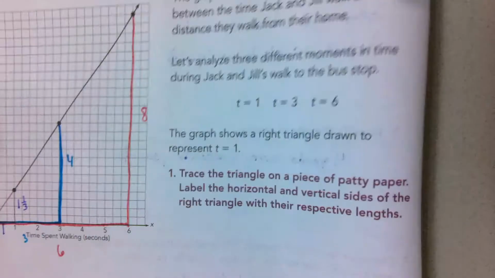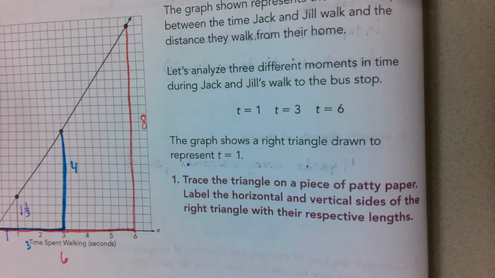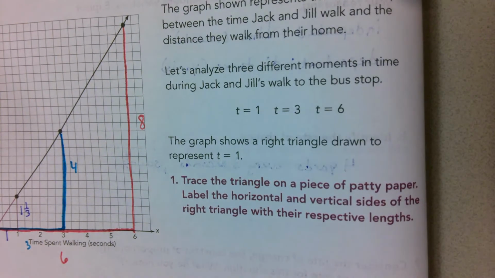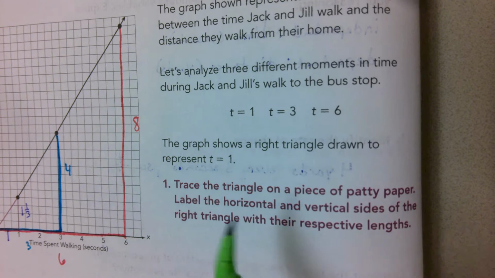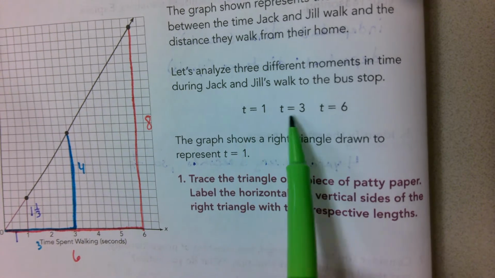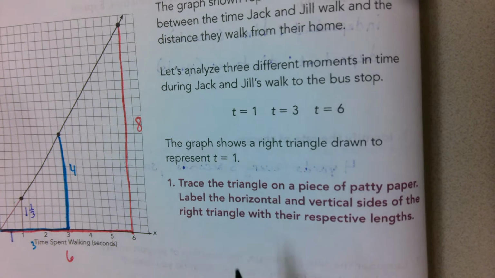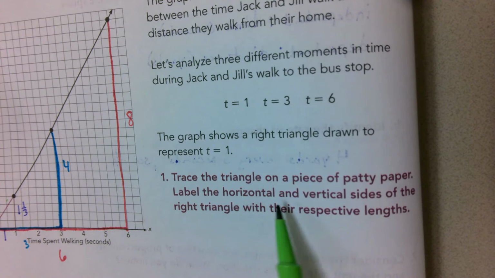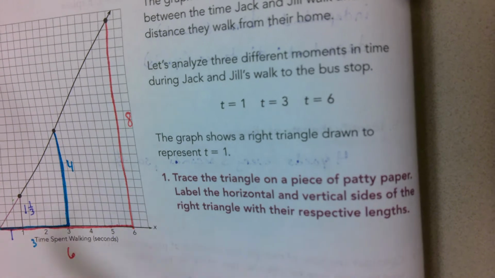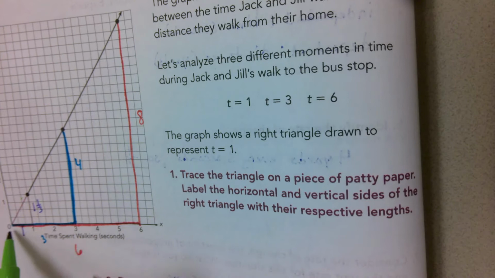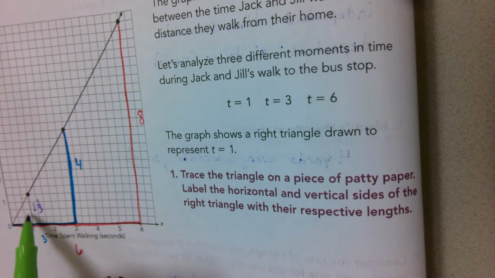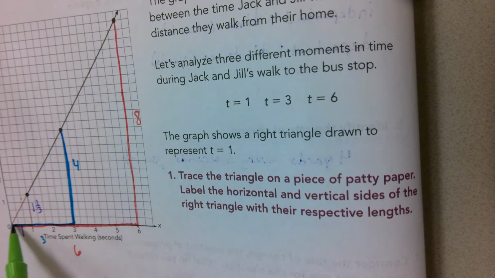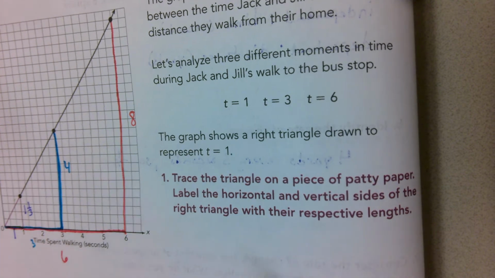All right, I'm going to go through this one because I didn't do all of it, but I wanted to show you a couple things about the slope of a line. The graph shown represents the relationship between the time Jack and Jill walked and the distance they walked from their home. I've got t equals 1, t equals 3, and t equals 6, and those points were marked for me. Trace the triangle on patty paper. Label the horizontal and vertical sides of the right triangle with their respective lengths. At t equals 1, I had a base of 1 unit and a height of 1 and 1/3.